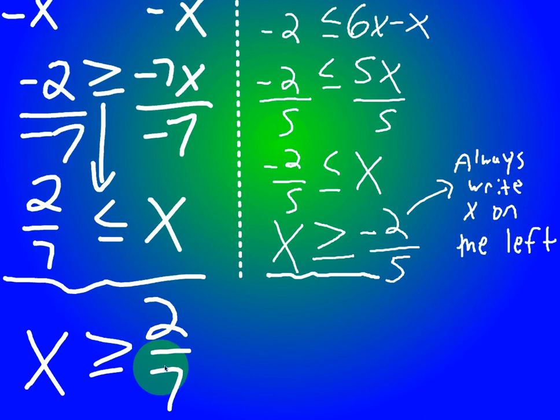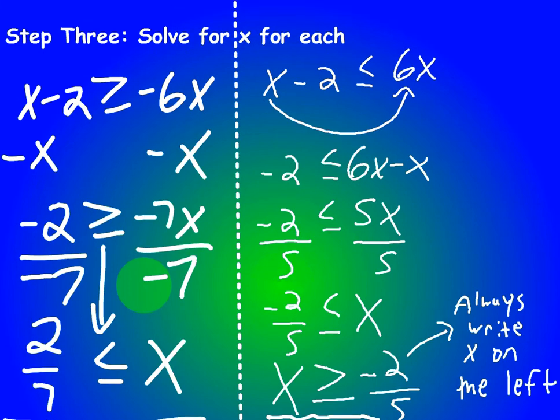When it's not negative, you don't have to flip it? Or do you have to flip it just because we divided? We flipped it because we divided by negative 7. So if you just divide by a positive, it just stays. Correct. Exactly.